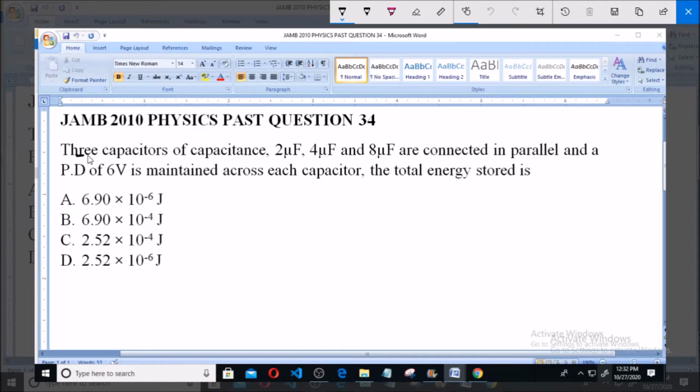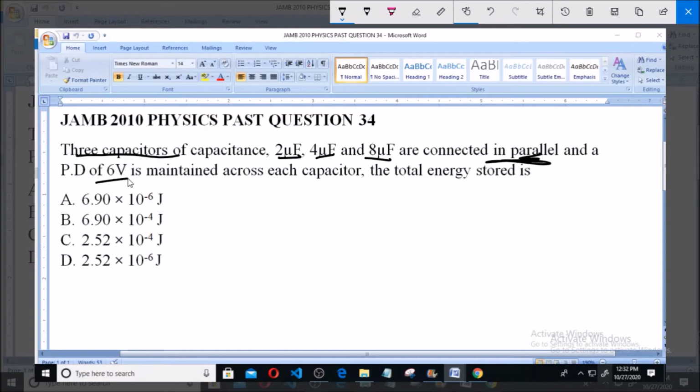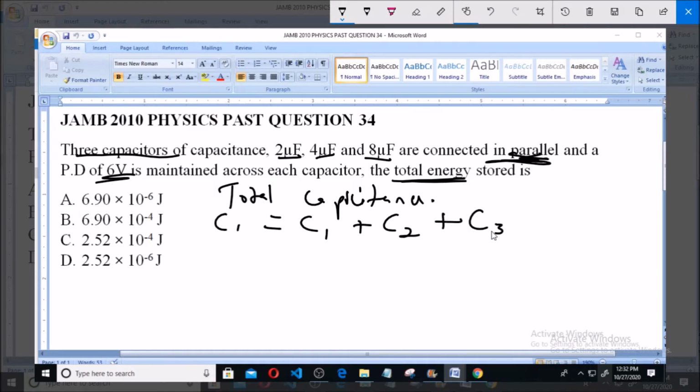So you have 3 capacitors of these capacitances connected in parallel, and we are given the potential difference and asked to calculate the total energy. The first thing to do will be to calculate the total capacitance. For capacitors connected in parallel, C is equal to C1 plus C2, and in this case you have 3, so C1 plus C2 plus C3. For as many capacitors as you have, as long as they are connected in parallel, to get their total capacitance, all you need to do is just add them up.